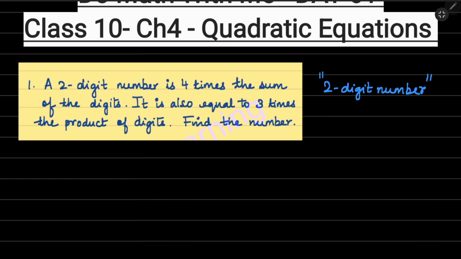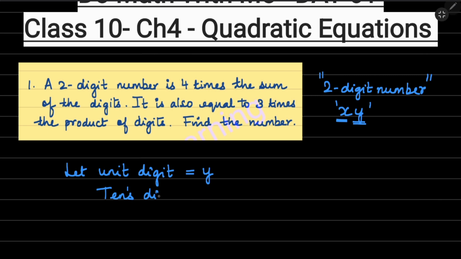Whenever you have questions related to a two-digit number, let's assume that the number is xy. This is the two-digit number where y belongs to the units place and x belongs to the tens place. Let me write that. Let the unit digit be y and let the tens digit be equal to x. So this is our two-digit number, which I would call the original number.